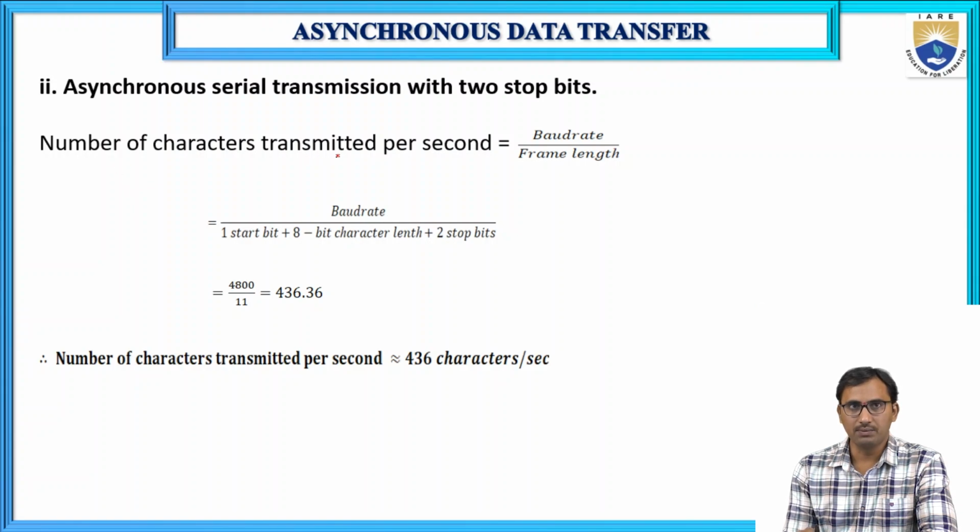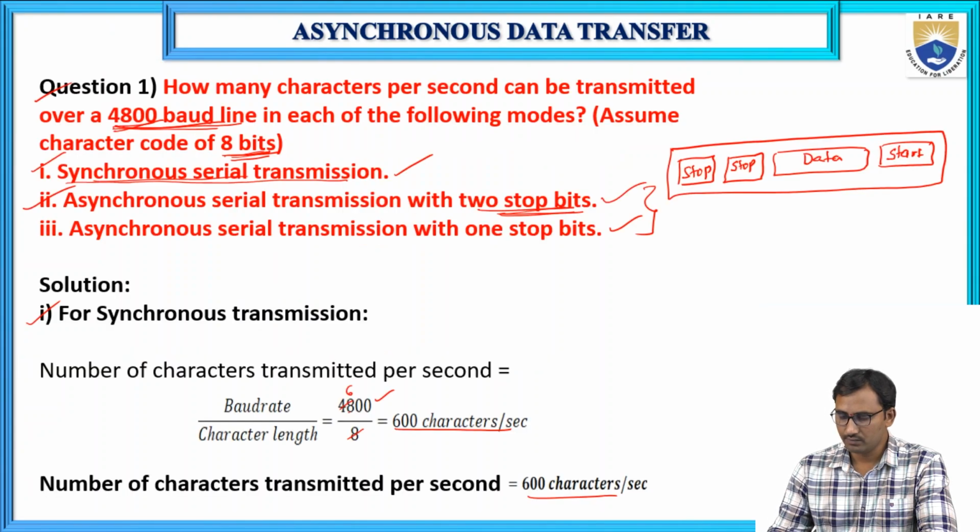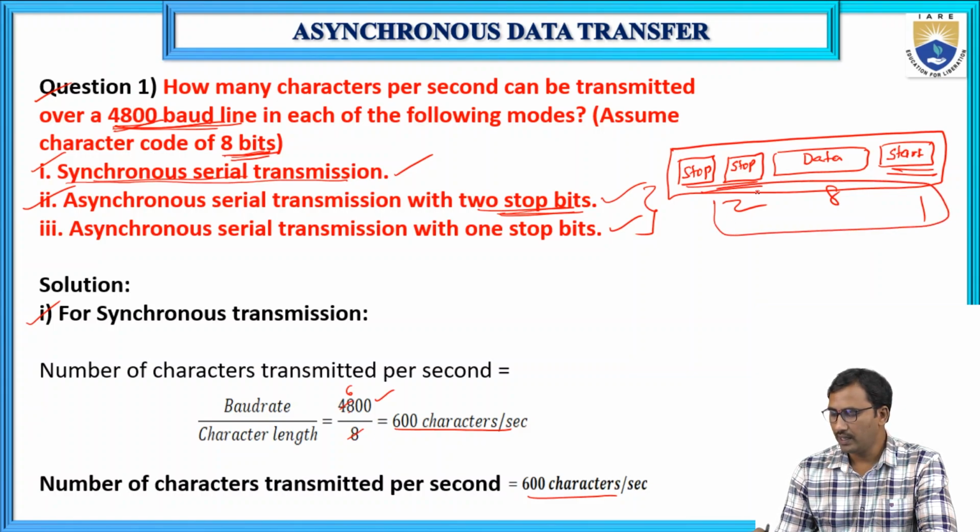The number of characters transmitted per second is the baud rate divided by the frame length, because along with the data, we are transferring the start bit and stop bits also. So the frame length is 1 start bit plus the 8 bit character code and 2 stop bits. We have just seen this is 1 start bit and 2 stop bits, plus 8 bits of data. So the total frame length is 2 plus 8 is 10, plus 1 is 11.